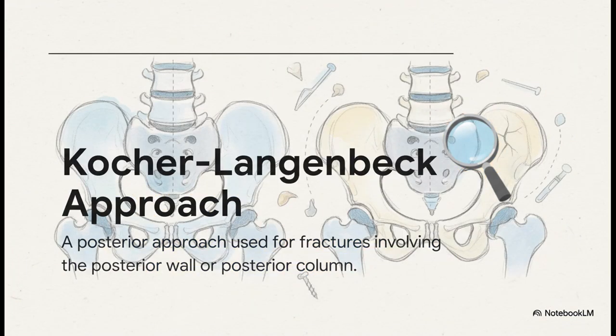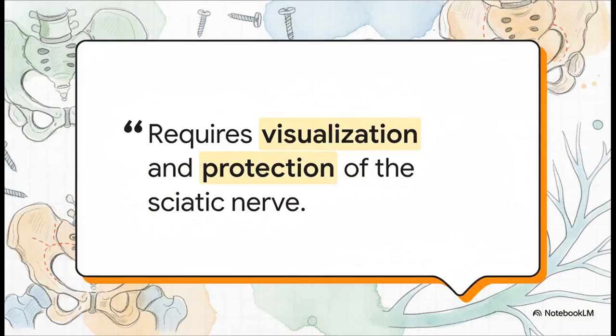On the flip side, for those posterior injuries, your classic dashboard type, the go-to, the absolute workhorse is the Kocher-Langenbeck approach. You're coming in from the back, and it puts you right where you need to be to fix that posterior wall or column. It's the most common approach for a reason. But, and I cannot say this loudly or emphatically enough, when you do a Kocher-Langenbeck, there is one rule that is absolutely non-negotiable. You must find, see, and protect the sciatic nerve. It is sitting right there in your surgical field. Hitting that nerve is a catastrophe, a devastating, life-changing complication for the patient. You have to be meticulous every single time.